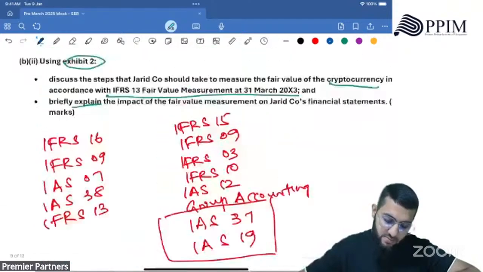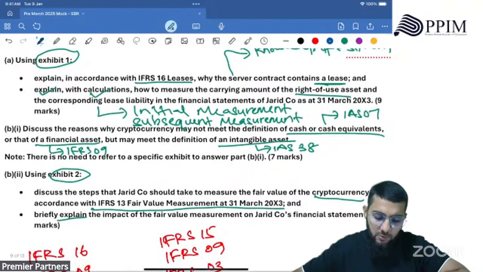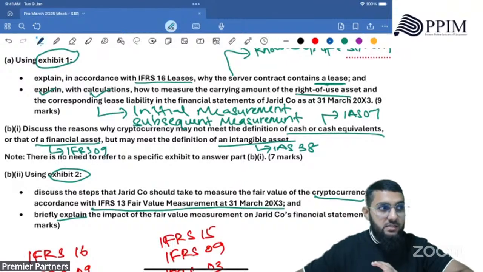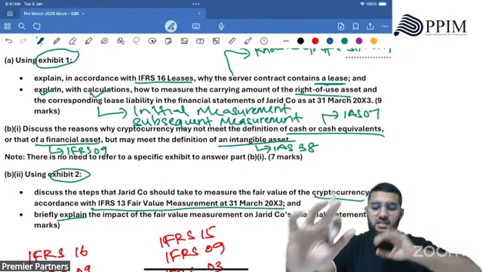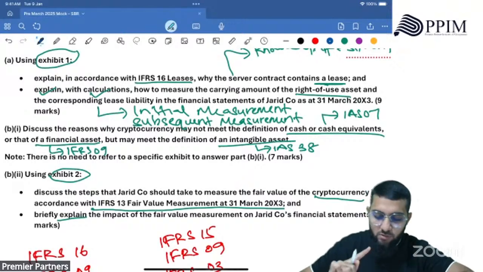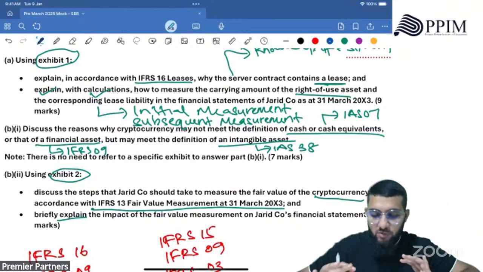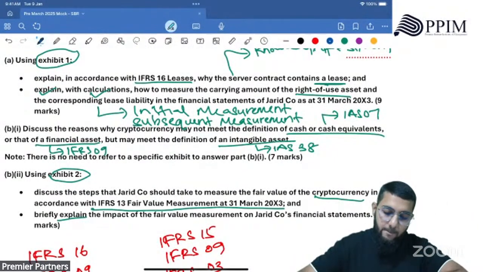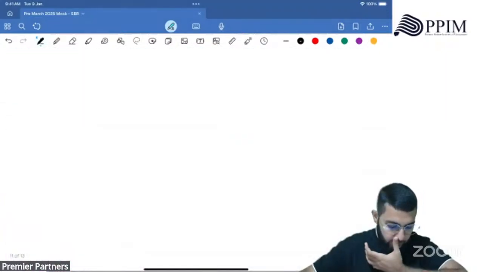Then the next requirement says explain with calculations how to measure the carrying amount of the right of use asset and the corresponding lease liability in the financial statements of Jaritco as at 31st March 2023. Explain with calculations. Numbers are important here. We need to show what is going to be the initial measurement and what's going to be the subsequent measurement. Now we can break this response down under two sections.